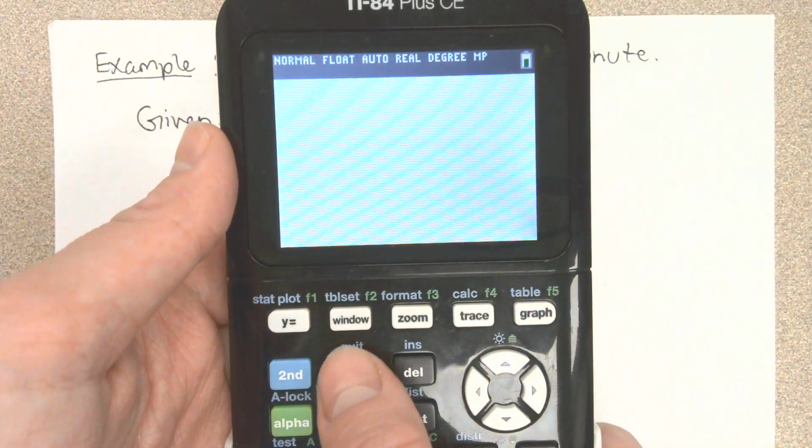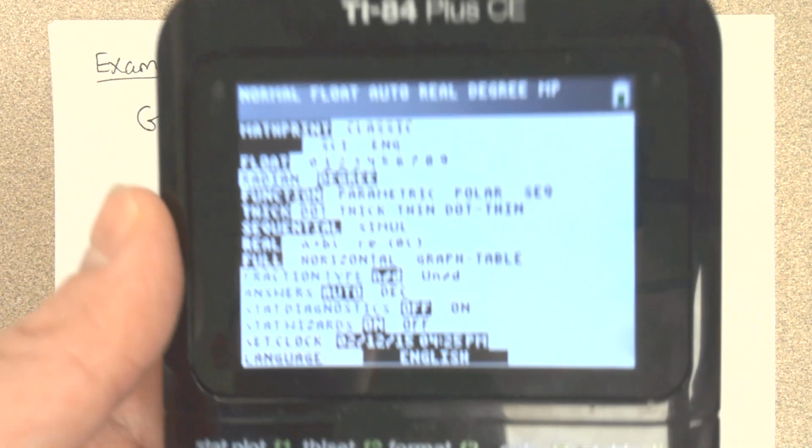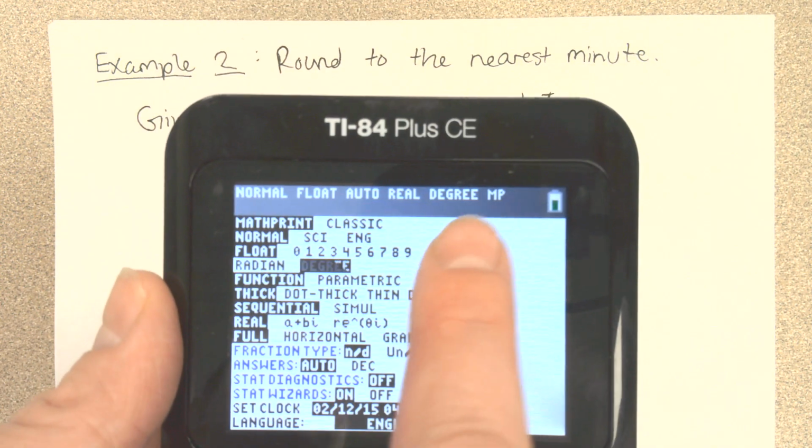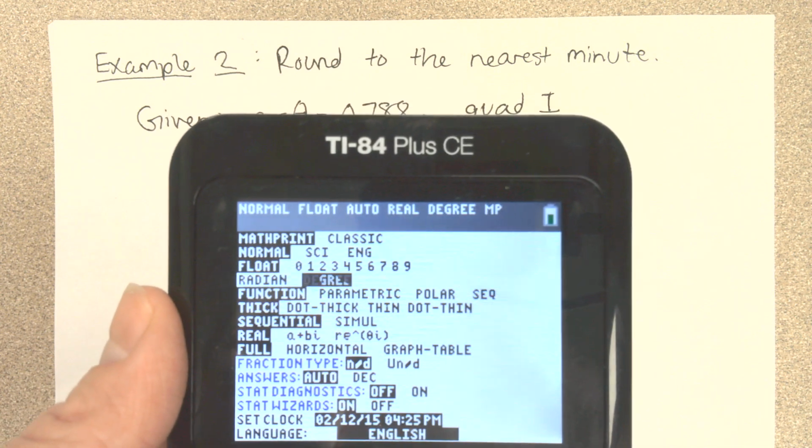Once again, that's done under mode. Mode is all of your calculator settings. For me, it's the 4th option down. Make sure degree is highlighted. On this calculator, it says it at the top, so you'll know if it's in the right mode or not.